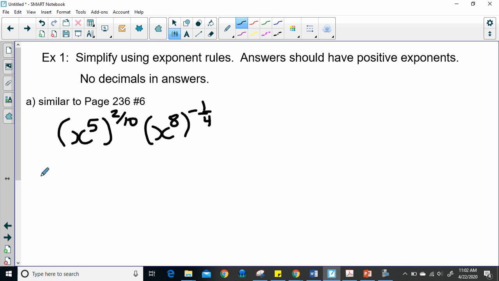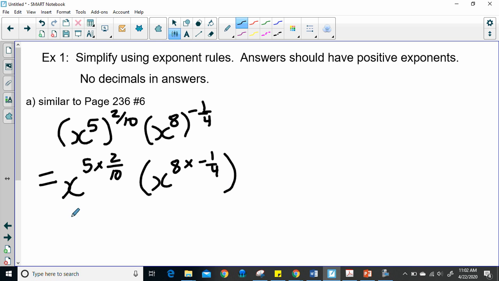So let's first apply our exponent rules. This is on the outside, this is on the inside, so we multiply. So you get x to the 5 times 2 over 10, times x to the 8 times negative 1/4. I'm just going to use brackets to keep things separate. I find that makes it easier. 5 times 2 is 10. 10 divided by 10, that's just 1. And then 8 times negative 1/4 gives me negative 2.